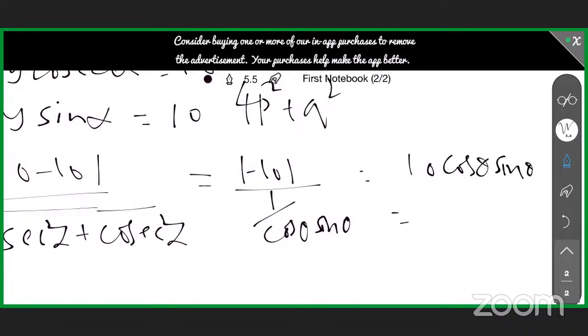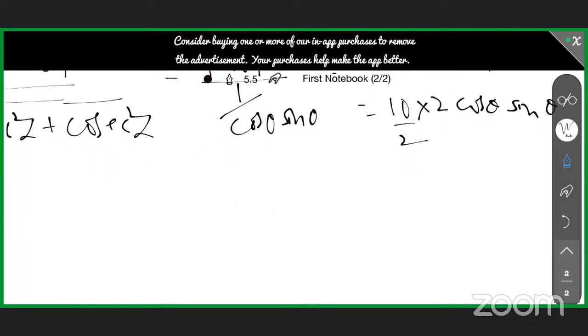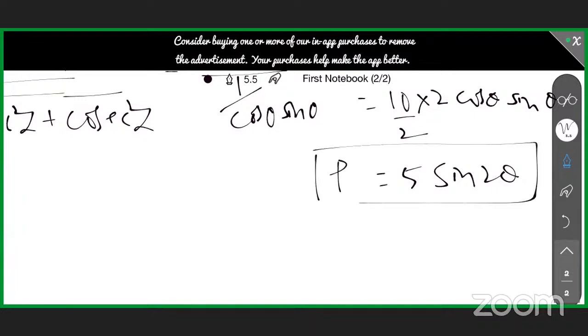If I simplify this one, I'll take this as 10 into 2 by 2 cos theta sin theta. Then this will become 5 sin 2 theta. Correct now? Therefore, my p value is 5 sin 2 theta.